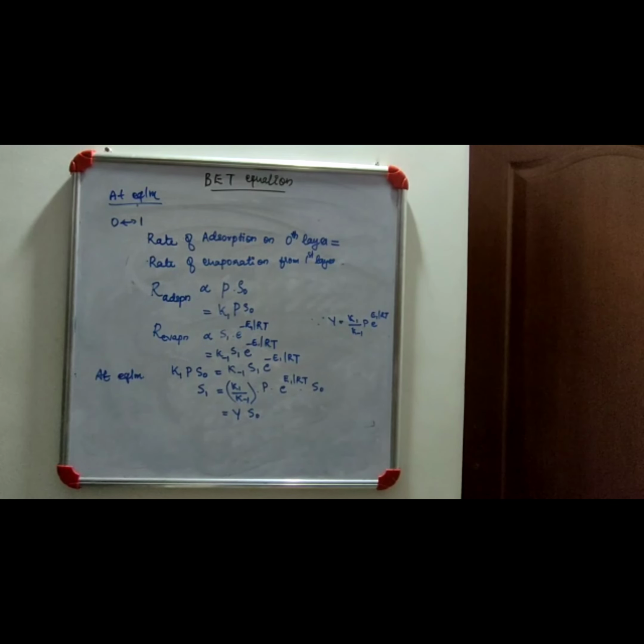At equilibrium, K1 into P into S0 will be equal to K_inverse into S1 into e raised to minus E1 by RT. So from this, S1 equals K1 by K_inverse into P into e raised to E1 by RT into S0, and this is equal to Y into S0, because the constants are grouped as Y, where Y is equal to K1 by K_inverse into P into e raised to E1 by RT.